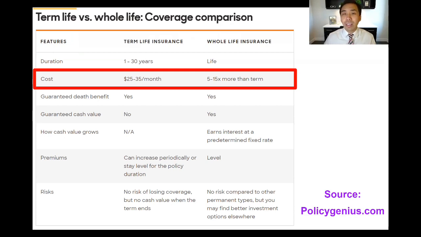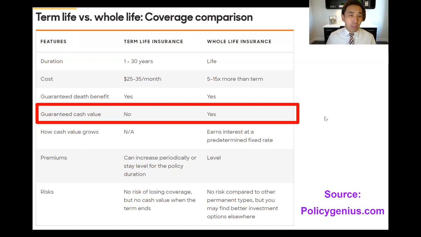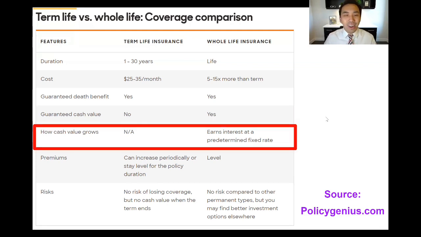Whole life insurance, take a look at that. It's about 5 to 15 times more money per month than term. So it's way more expensive because once again, it's an investment account and it's an insurance account. There's a guaranteed life death benefit. Is there a guaranteed cash value? No, for term, because once again, once that term expires, you're done. But for whole life, everything you put into it has a cash value. So look more into that if you're interested. How cash value grows? No, it doesn't really grow.